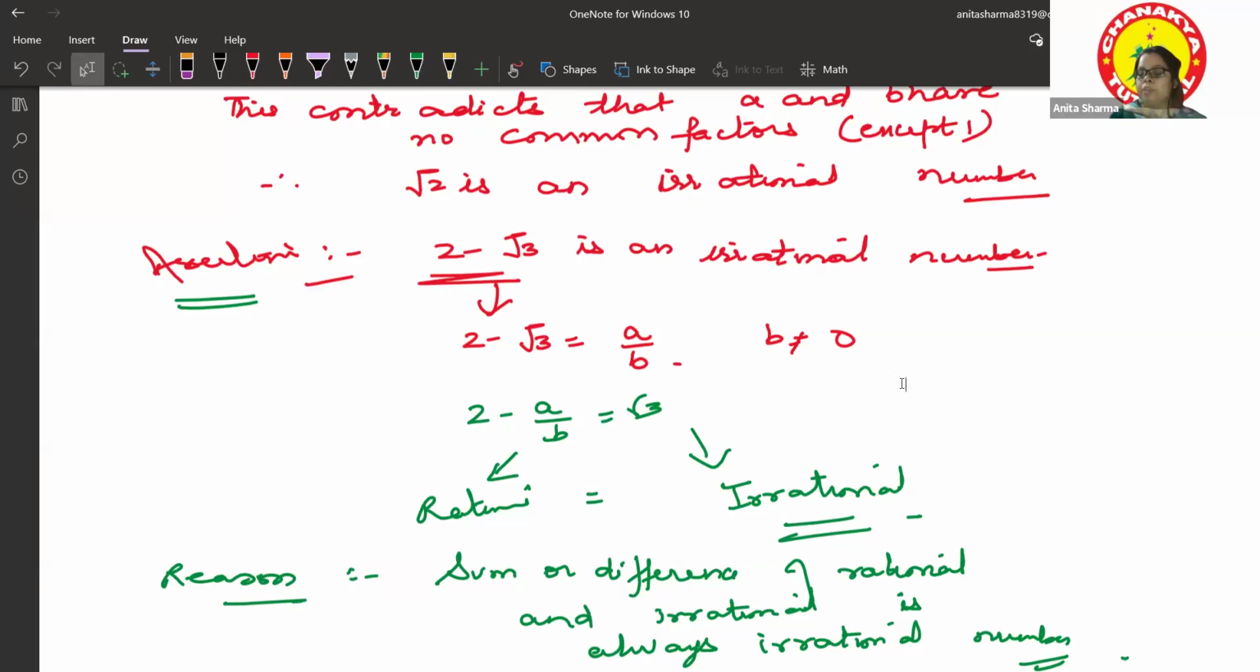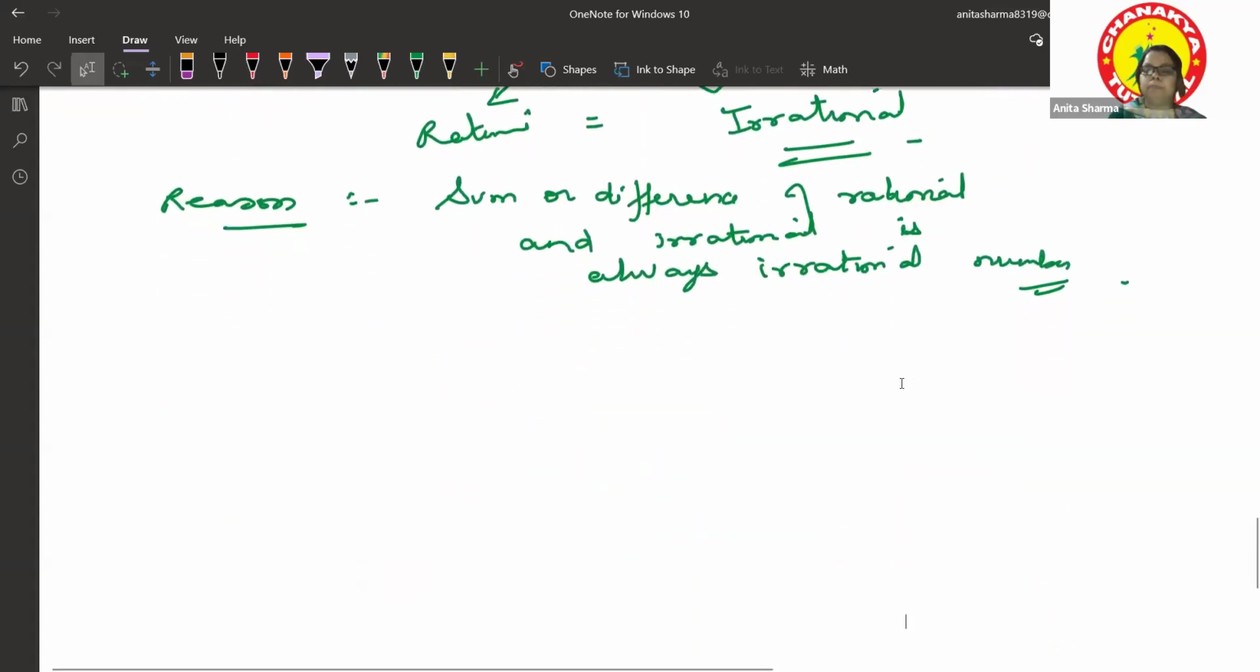So there will be 4 options. First: both A and R are correct, and R is the correct explanation for the assertion. Second: both A and R are correct, but R is not the correct reason for the assertion. Third: assertion is true and reason is false. Fourth: reason is true and assertion is false. So option A will be the correct answer, right, beta? Because both are correct. Now come to the polynomial chapter.